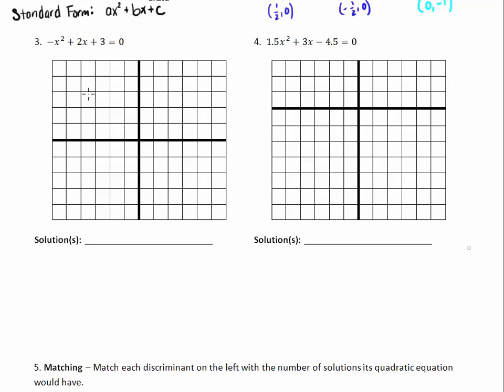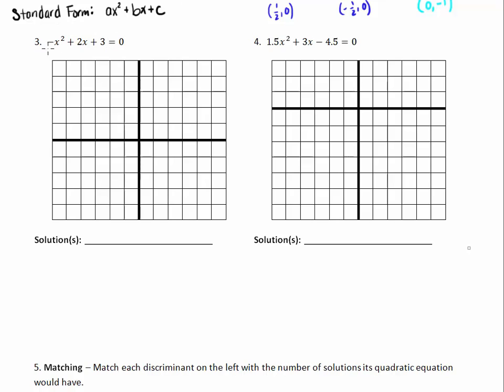If we look over here at question 3, you can see that they are in this order, descending order: power of 2, power of 1, and no x value at all, so power of 0. So this is already in standard form.